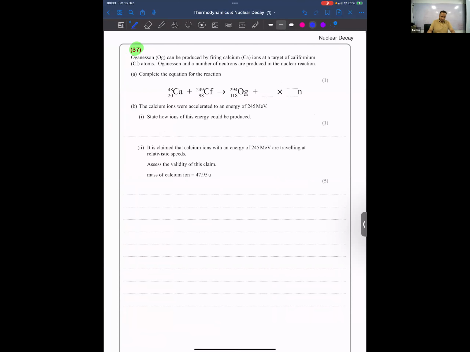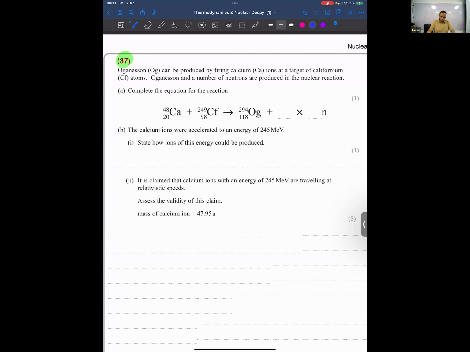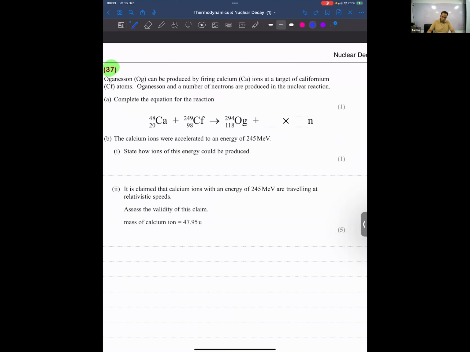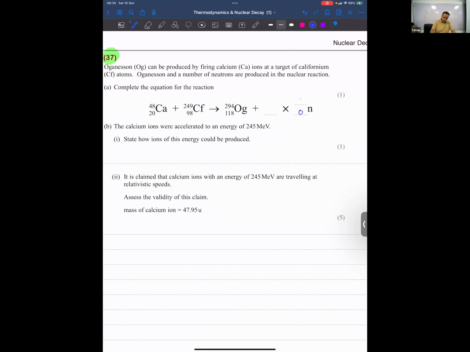An isotope can be produced by firing calcium ions at a target of californium atoms. Complete the equation for this reaction. So the neutron is 0, 1. 20 plus 98 is 118. You can see that is equal. Then 48 plus 249 should be 297. So we have here a mass number of 294. That means 3 is needed. It has to be 3 neutrons emitted.